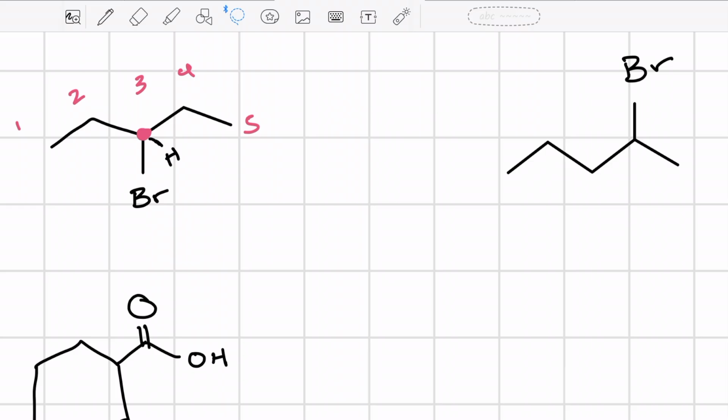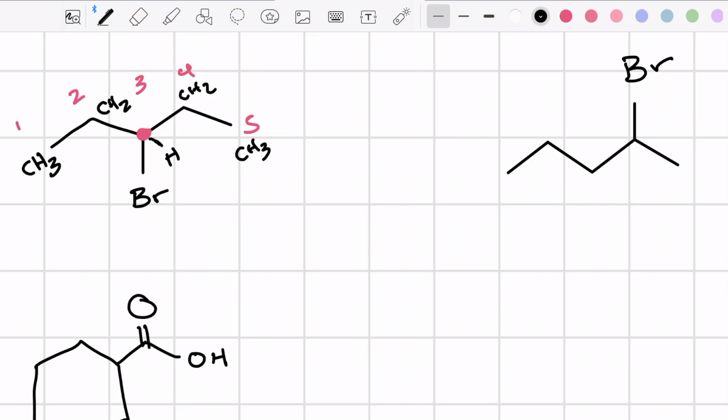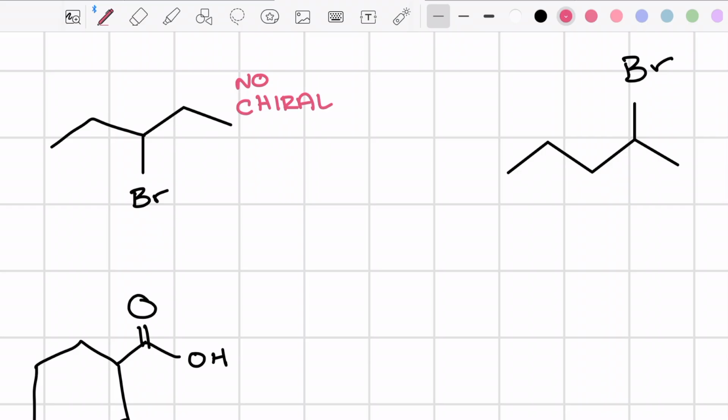Now we're going to go to the next carbon. If you look at this carbon, we have a CH2, and then here we have a CH3. So this is one group to the side. Then here we have a CH2 and a CH3. If you look at these 2 groups, they're the same thing. And because they're the same thing, this compound cannot be chiral. We're just going to write this, no chiral center. Sad.